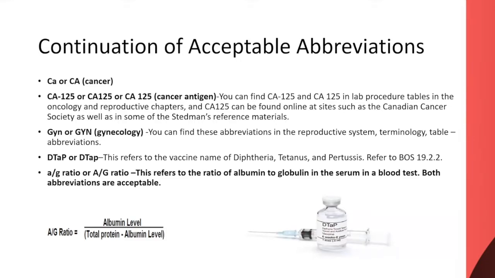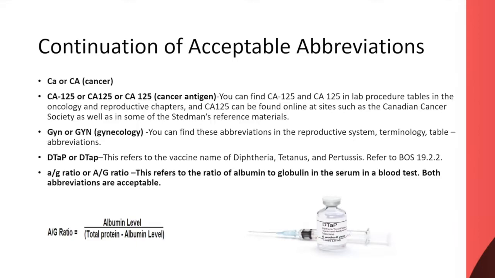Uppercase C and lowercase a, or both uppercase CA. And of course it stands for cancer. And there are three ways for the CA125. You can have it either with a hyphen or a space or no space at all. It's all together, CA125 or CA space 125. And of course it stands for the cancer antigen.